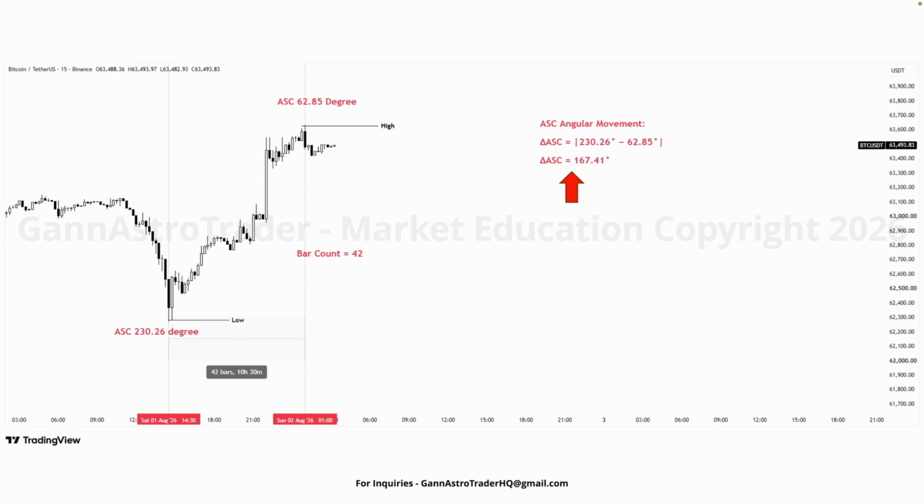Now we calculate the total ascendant movement between these two points. We take the absolute difference between 230.26 degrees and 62.85 degrees. This gives us an angular movement of approximately 167.41 degrees. So, during the 42-bar Bitcoin swing, the ascendant moved approximately 167.41 degrees. This is the key relationship we will now use to project forward in time.